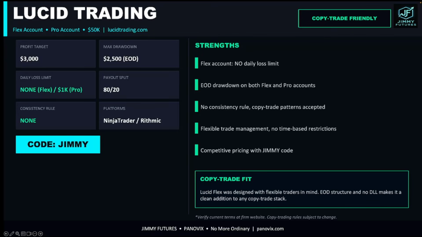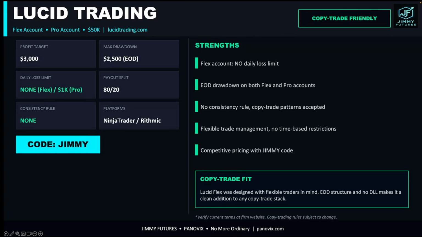Obviously, everybody knows about Lucid Trading. I use the Lucid Flex accounts because they have no daily loss limit. They don't have any consistency. You're going to hear this theme over and over again. I don't do consistency because it doesn't fit the way that I trade. I may have 2 or 3 small winning days in a row and then one really big day. I don't want to have to limit that because of a stupid consistency rule. So, Lucid, the Flex accounts, no consistency. Big fan. I like them a lot.